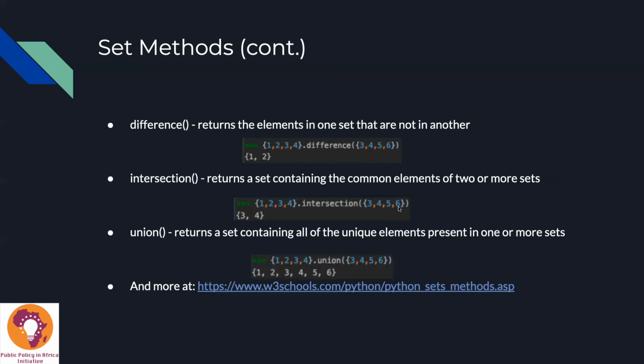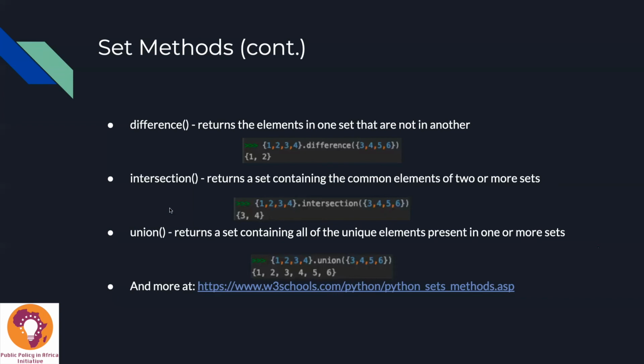And in our parentheses, we pass as our parameter the set 3, 4, 5, 6. And what we're going to look for here is common elements between these 2 sets. The only common elements between these two sets are 3 and 4. So what we get as our return value is a subset containing the values 3 and 4. So that's how an intersection works. It's basically looking for the common elements between the 2 sets.